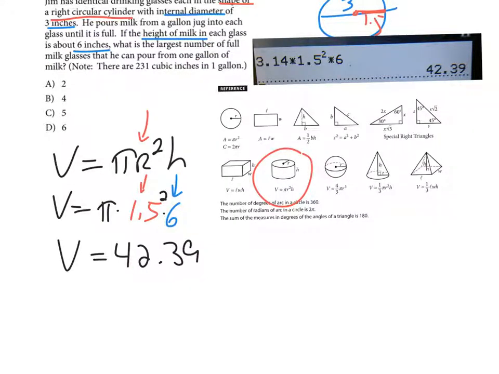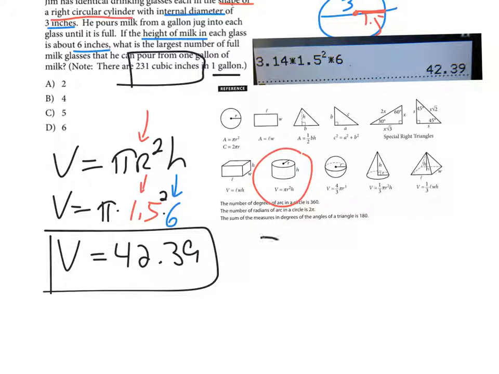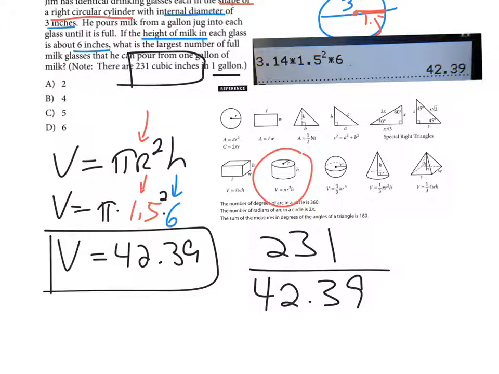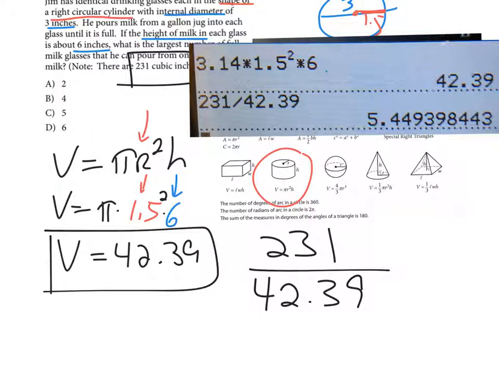So since the question says how many glasses, how many 42.39s can you fill up with 1 gallon of milk, and there's 231 cubic inches in a gallon, I'm going to take the 231 and divide it by the 42.39 to get 5.44. And what's the largest number of full glasses? Here the answer has to be letter C, or 5, because if you pour the 6th glass, it won't fill it up. It only fills up about 5.5. So here your answer is letter C.